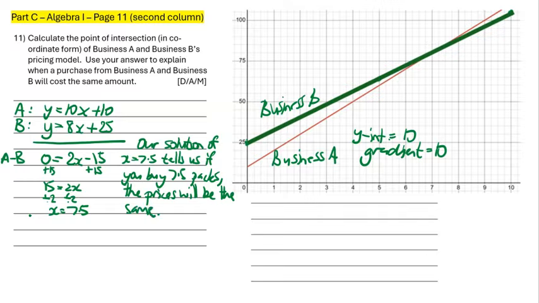So if you did that, you'd probably get achieved, but we now need to critique that. You can't buy half a pack. So that means there's no combination of packs that will actually have the same price for these people. If you bought 7, business A would actually be cheaper. And if you bought 8, that's when it flips over to business B being cheaper.